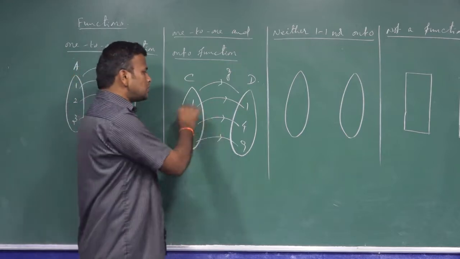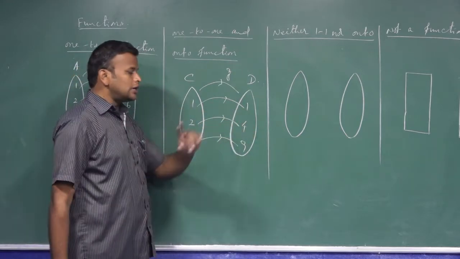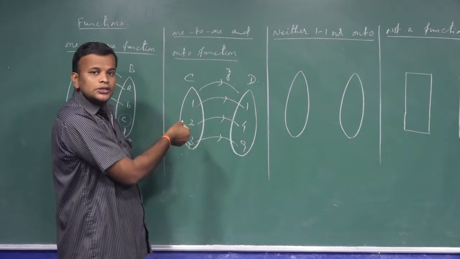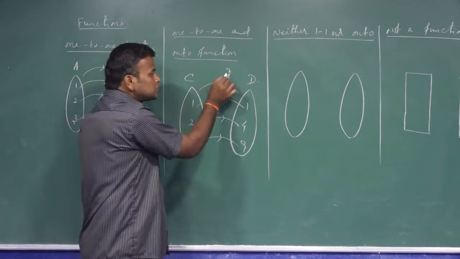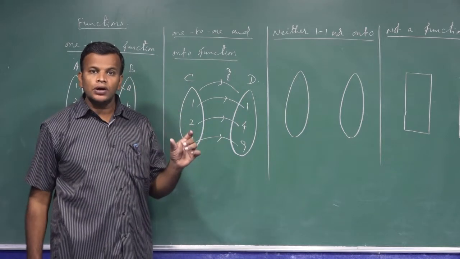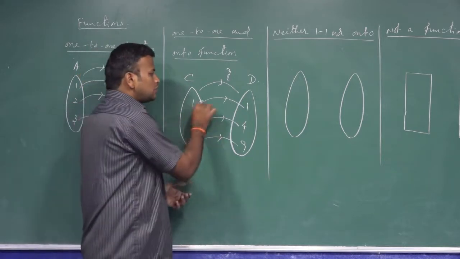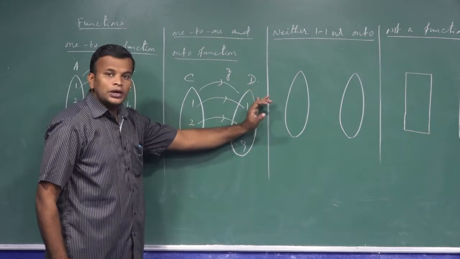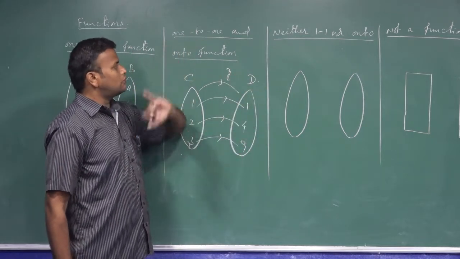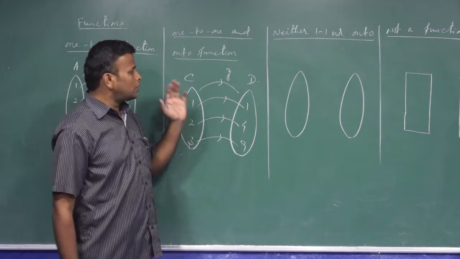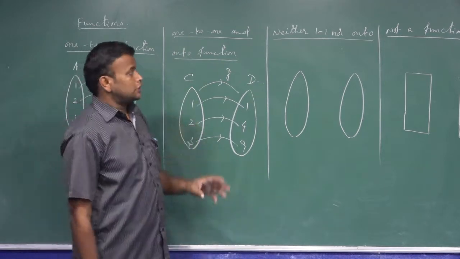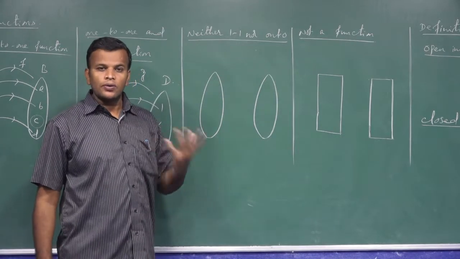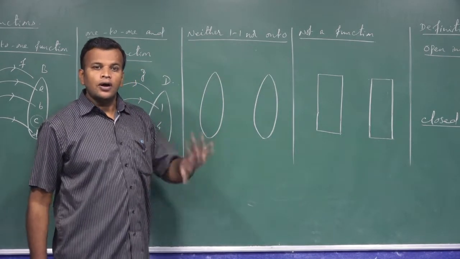Now we see each and every element is mapped with a single element, and also all the elements in the codomain have a pre-image. Therefore we say the function g is both one-to-one and onto. Each and every element has a single image, and every element in the codomain has a pre-image. Next, an example of neither one-to-one nor onto. It is not one-to-one and also it is not onto.